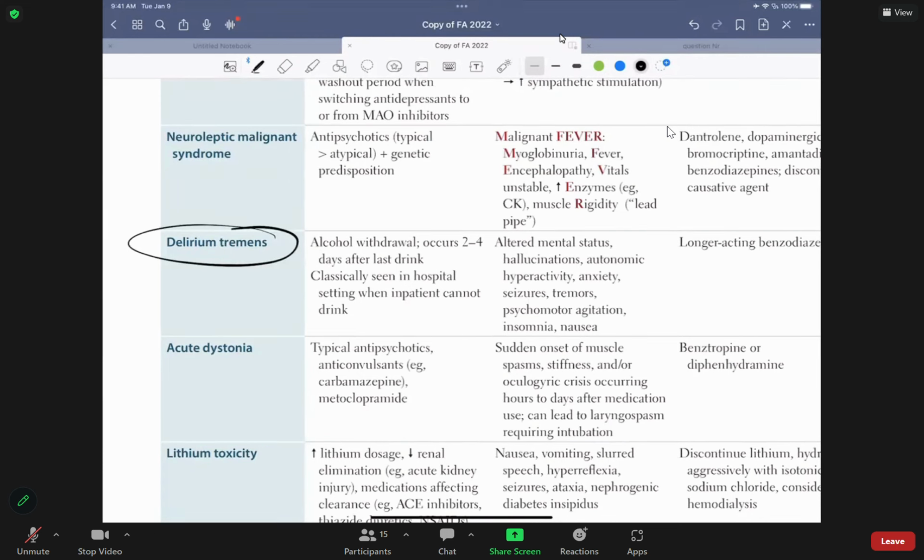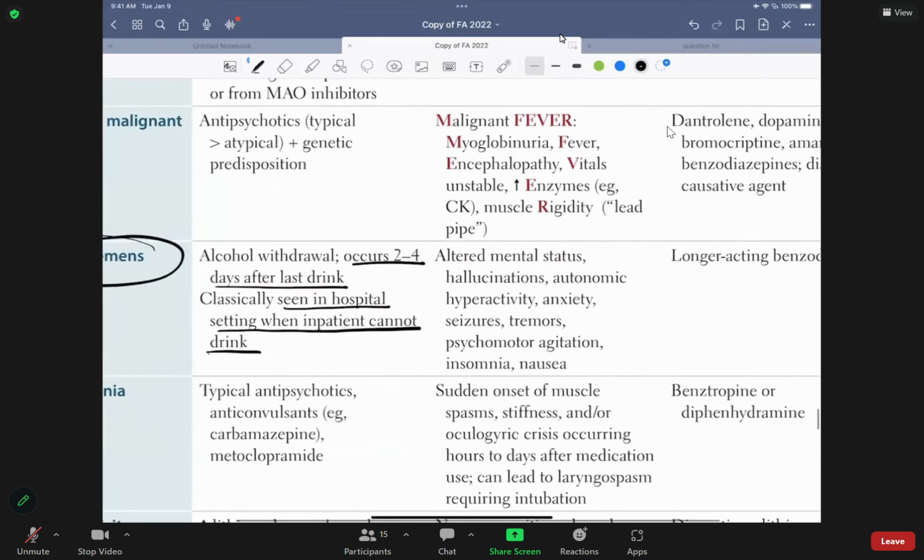So delirium tremens, look at that, occurs 2 to 4 days after the last drink. Classically seen in hospital setting when inpatient cannot drink. That's what we just said, isn't it, folks? So most of the questions start with hospitalized patients, because if they're outside, they will find a way to get the alcohol. Okay. Now, what is delirium tremens? What are the symptoms? Altered mental status, hallucination, autonomic hyperactivity, anxiety, seizure, tremor, psychomotor agitation, insomnia, and nausea.